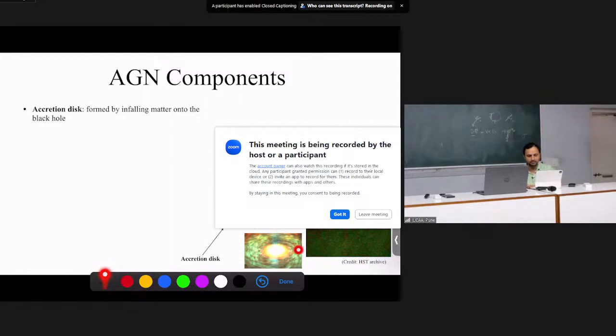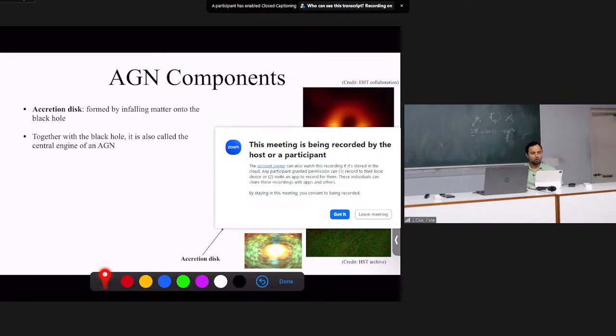In this case, you are seeing this greenish-bluish disky structure and this orangish shape. At the central region you are overwhelmed by the radiation; it is so bright. But this overall structure is the accretion disk. So now you understood that part of that video. Together with the black hole, that means the black hole and accretion disk, collectively these are called the central engine of an active galactic nucleus, because this is the engine which is producing energy.